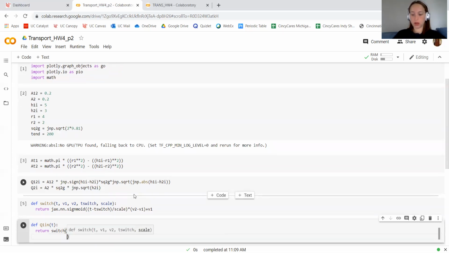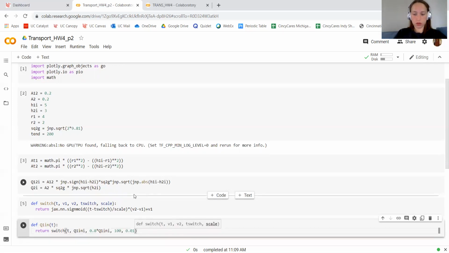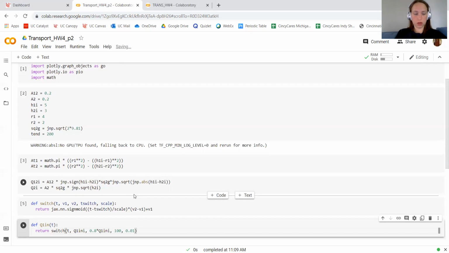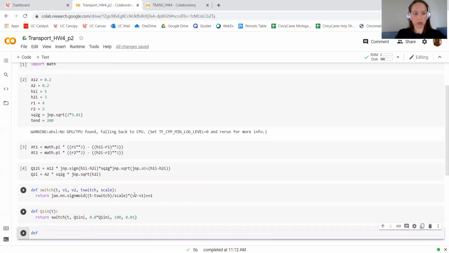And then, for the flow rate going into tank one, the initial velocity is the initial flow rate in, and the final velocity is the initial flow rate in times 0.8. So that's what we have here. And then the time difference is 100 seconds again, and we choose that scale. So then we can do the same thing for the second tank.